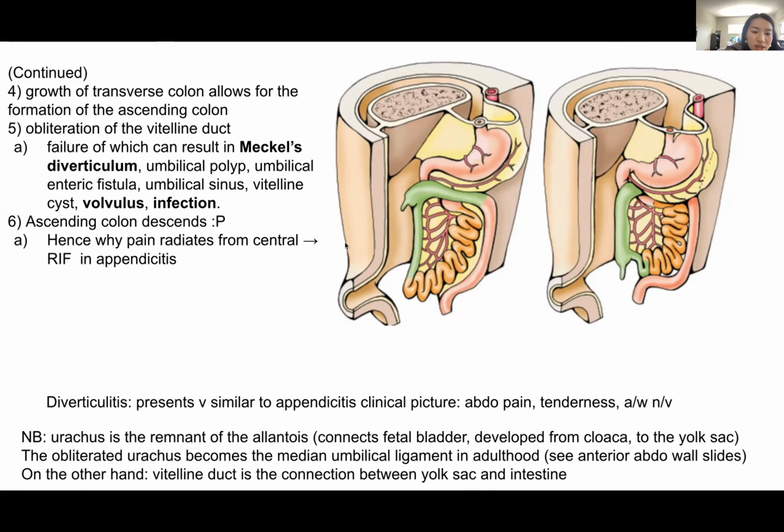Cool. And then ascending colon, so you can't see it really right now, but it's basically like here, and it's forming as it grows, and as this grows, it goes downwards as well, and the ascending colon descends.